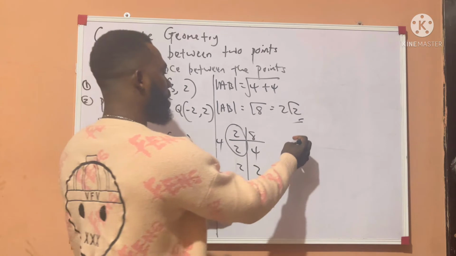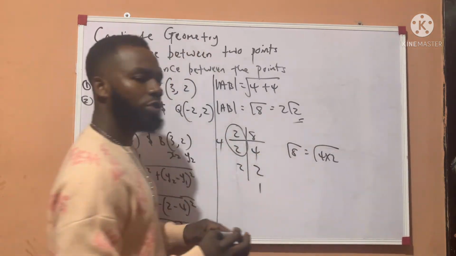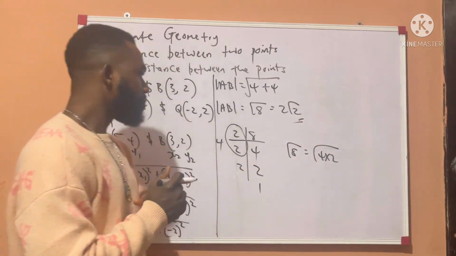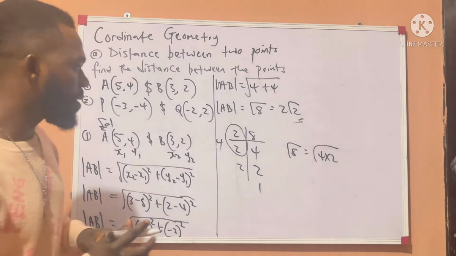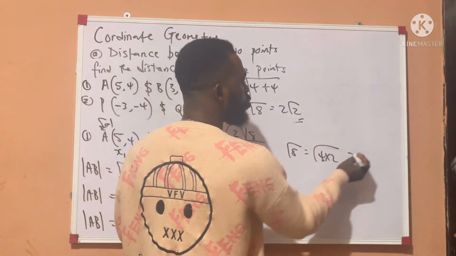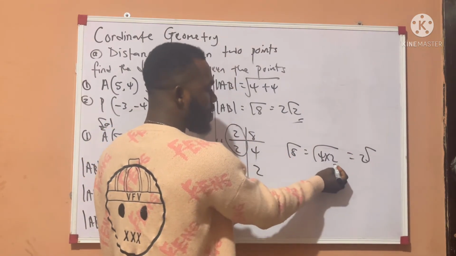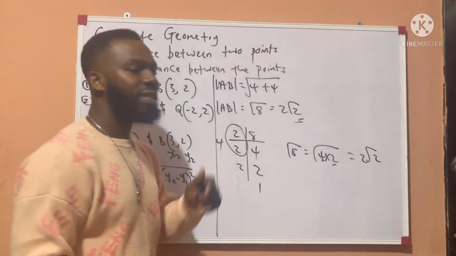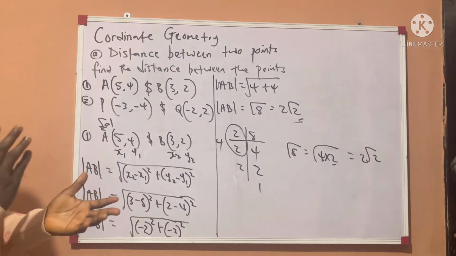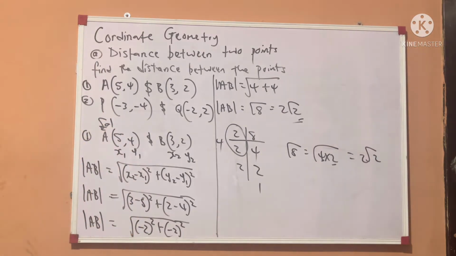So root 8 now is the same thing as root 4 times 2. Because 4 is rational and 2 is irrational, without wasting time, the square root of 4 will give us 2, which is the 2 outside, and then what do we have inside the root? 2. So this is exactly how I got 2 root 2 as the distance between A and B. Okay, that is question number 1.